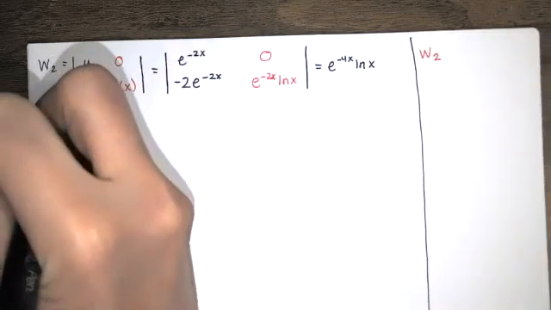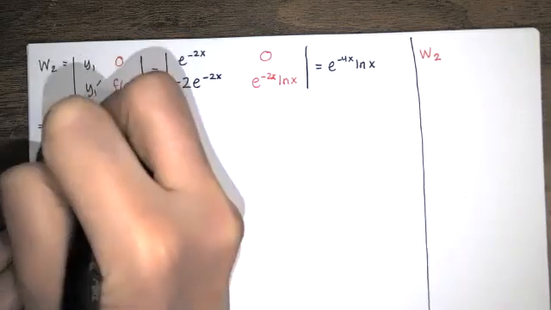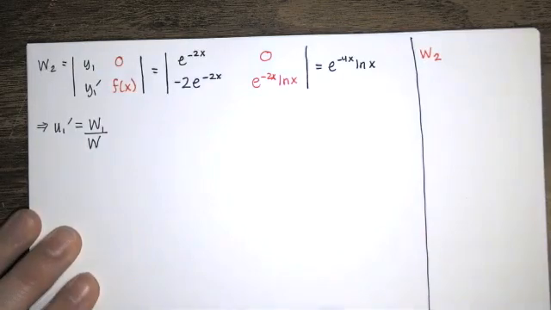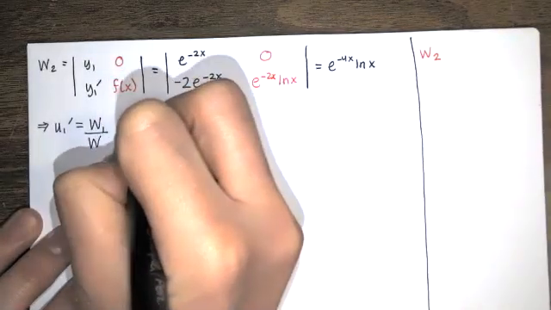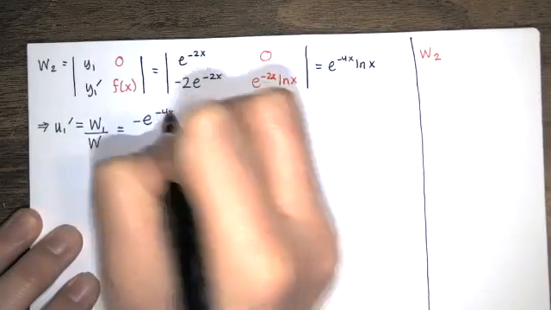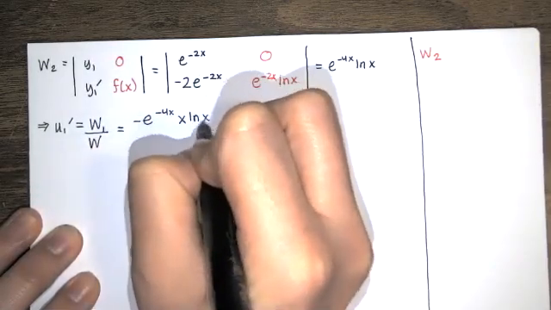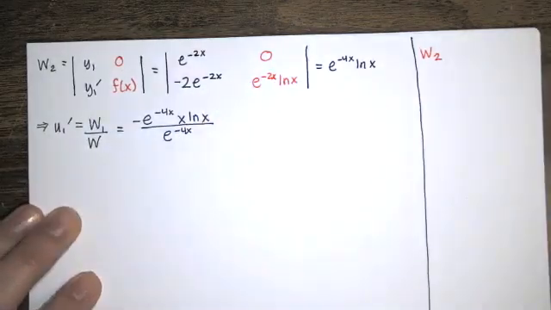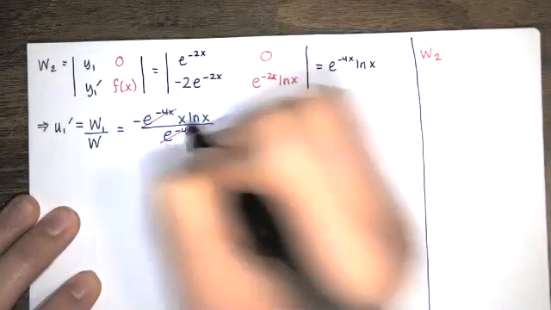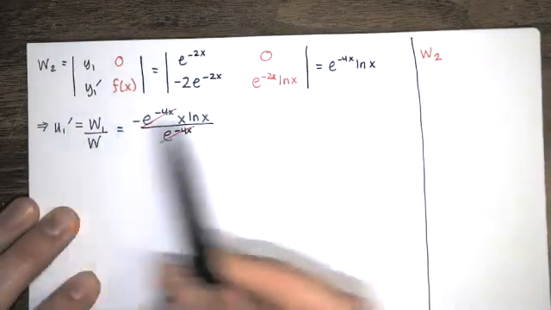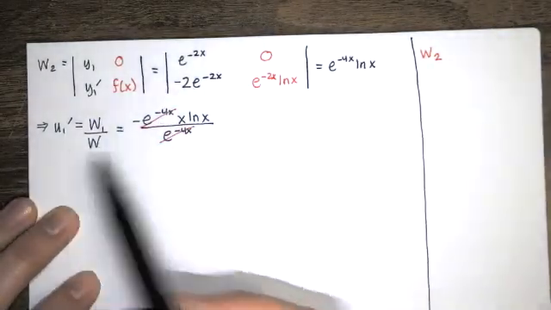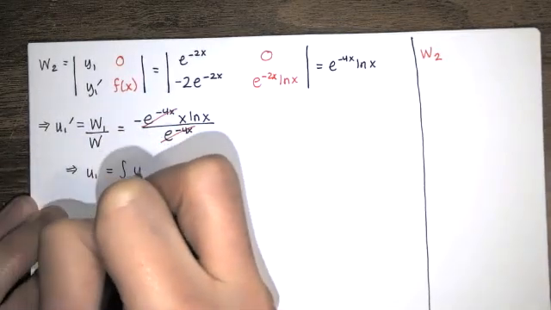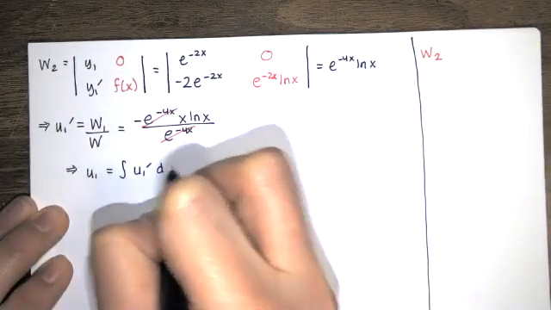So now you've got u1 prime and u2 prime, because u1 prime was w sub 1 over w. So that was negative e to the negative 4x times x natural log of x divided by the Wronskian, which was e to the negative 4x. So those reduce. And now I have u1 prime equals this, but I need u1. So u1 is, of course, the antiderivative of the derivative of u1.